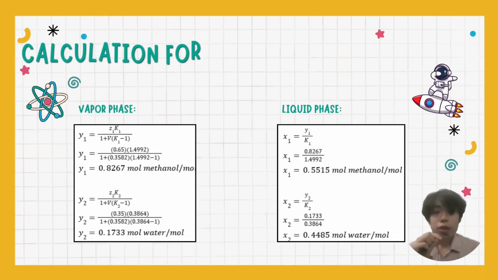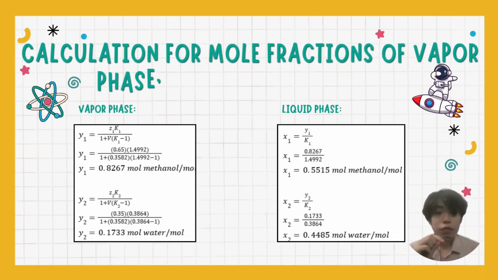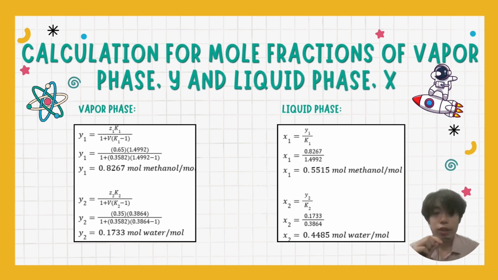Now, we'll move on to the next step of the flash calculations, which is the calculation for the mole fraction of vapor phase Y and liquid phase X. For the vapor phase, we will calculate the two components, Y1 and Y2. For Y1, which is for methanol, Y1 is equivalent to Z1K1 divided by 1 plus V times K1 minus 1, and we will obtain a value of Y1 of 0.8267 mole methanol per mole. As for water, Y2 is equivalent to Z2K2 over 1 plus V times K2 minus 1, where we get a value of 0.1733 mole water per mole.